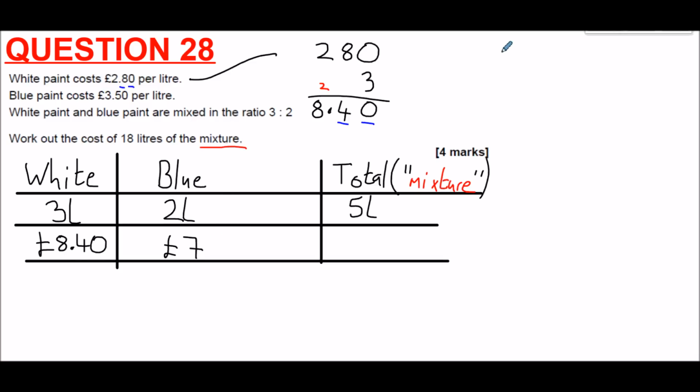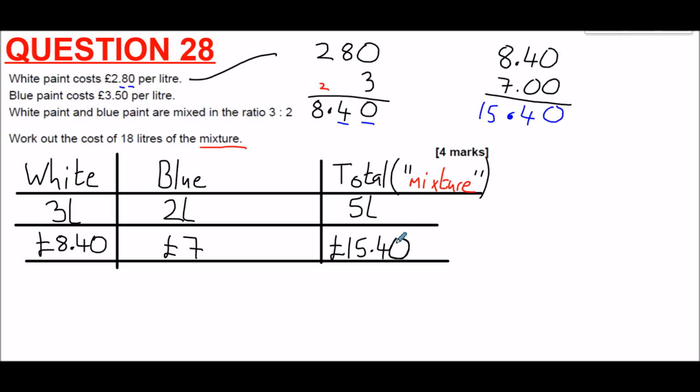Now, we can always add it up by doing it this way, just to be sure. £8.40 plus £7. 0 plus 0 is 0. 4 plus 0 is 4. 8 plus 7 is 15. Make sure the decimal lines up. And so 5 litres of a mixture would set us back £15.40.